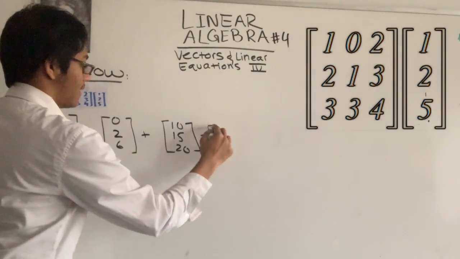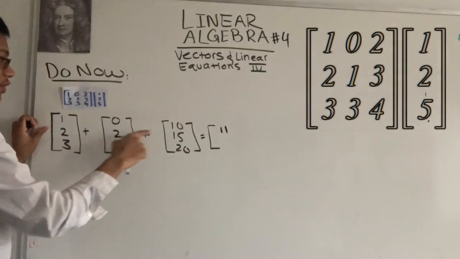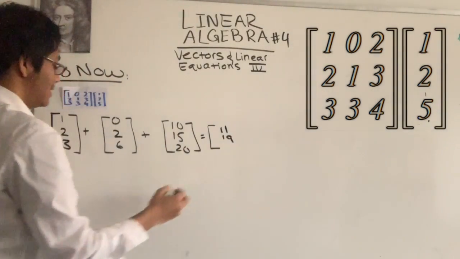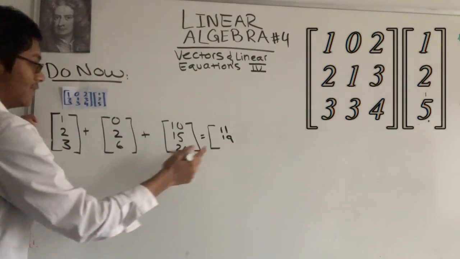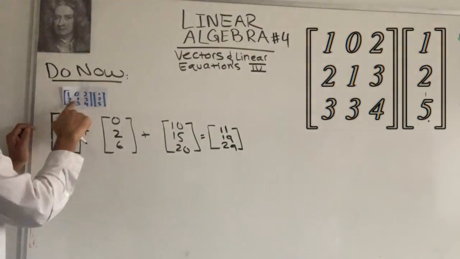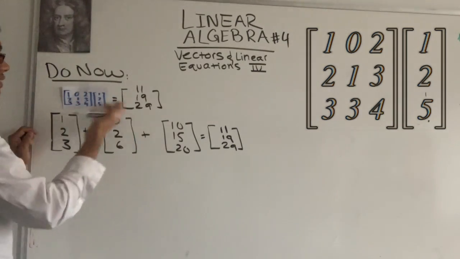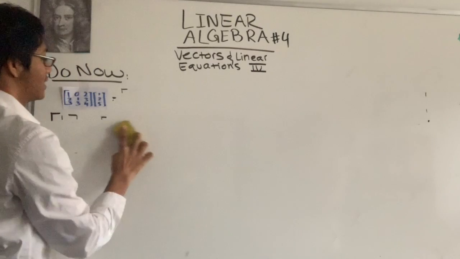1 plus 10 is 11. 2 plus 2 is 4. Plus 15 is 19. 3 plus 6 is 9. 9 plus 20 is 29. Okay? Wow, that is a large vector. This matrix times this vector. So that's the answer. So let's move on to the lesson.